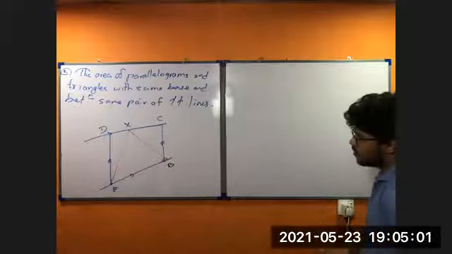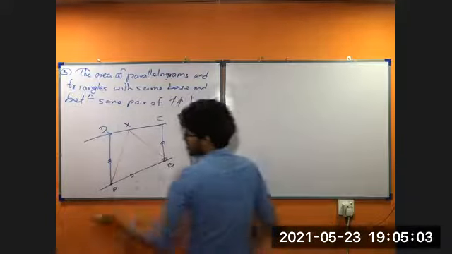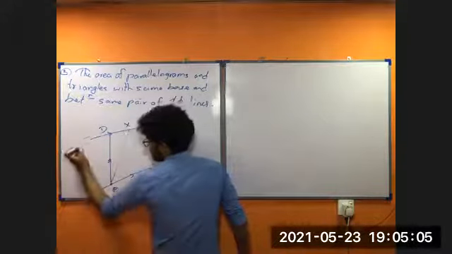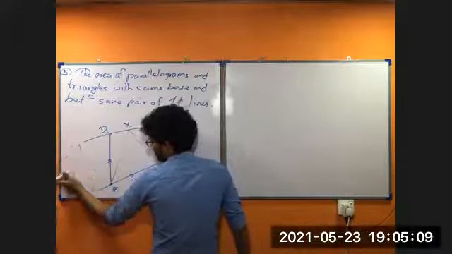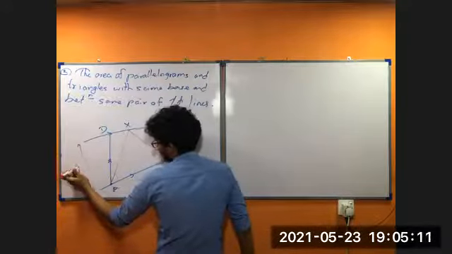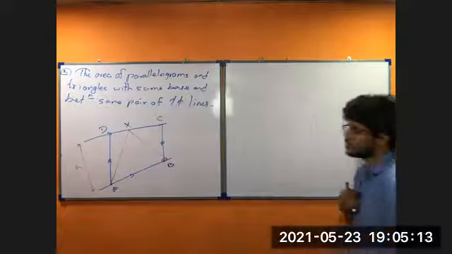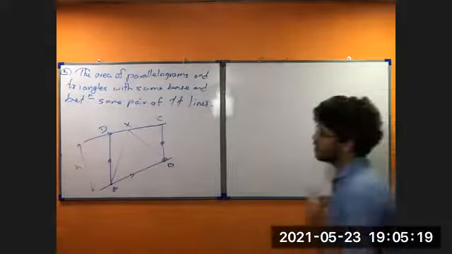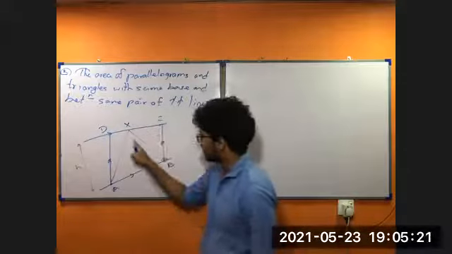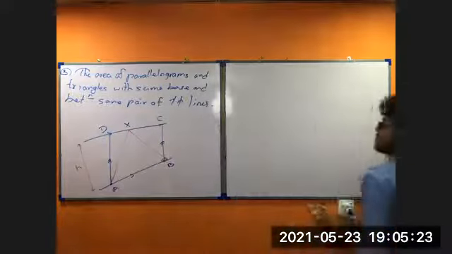So what can you tell? Suppose the distance between the two parallel lines, let it be H. H is the distance between the two parallel lines, that is the perpendicular height, right? So the perpendicular height of the parallelogram.